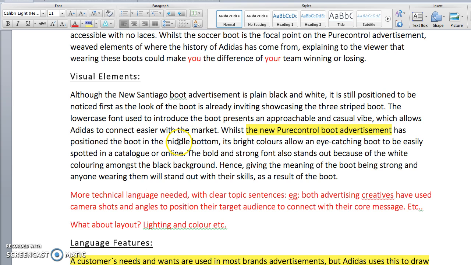Visual elements. You've got a lot more to do here, Jayden. You need to get back to that elements of visual language handout. You need to look at the annotated advertisements that are attached to it, and you're going to need to address 3 or 4 key techniques using clear topic sentences with your evidence from the advertisement, and then you've got to explain how that helps to connect the audience with their core message. So, for example, both advertising creatives have used camera shots and angles to position their target audience to connect with their core message. Okay, and then you go on to explain how.